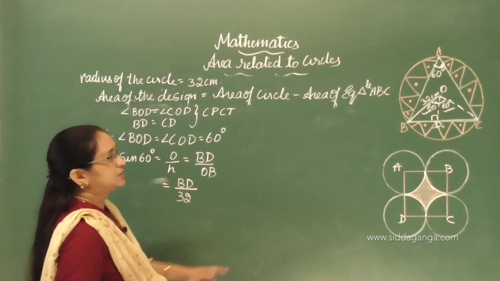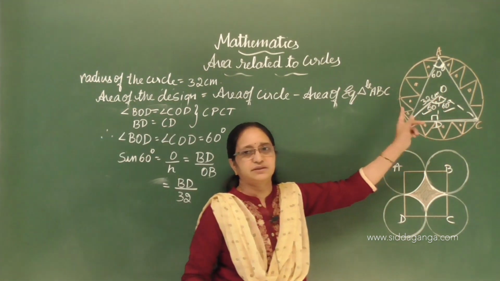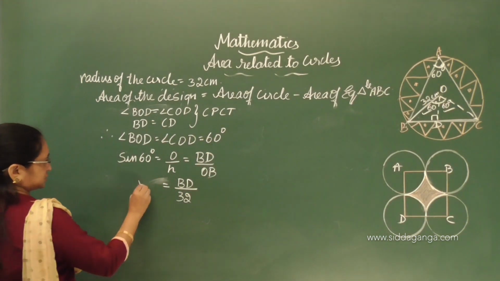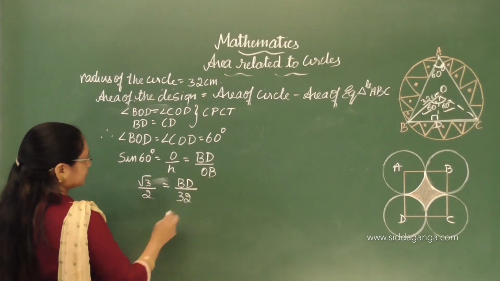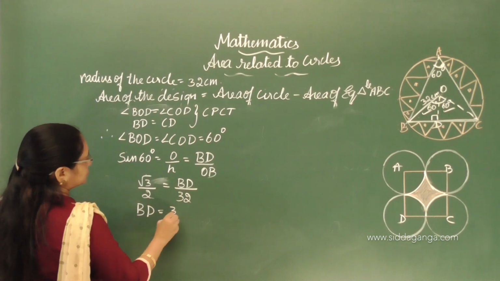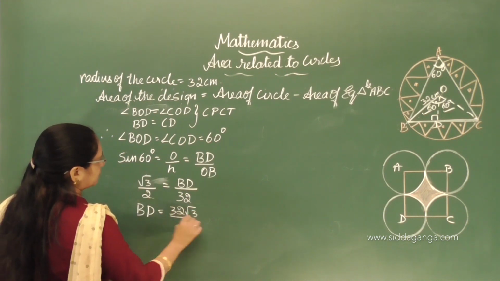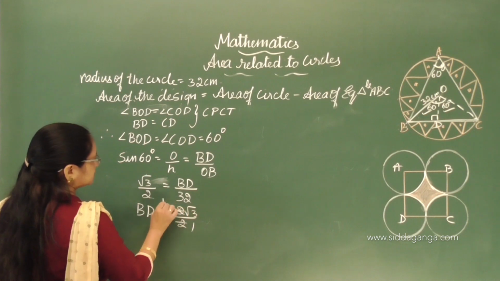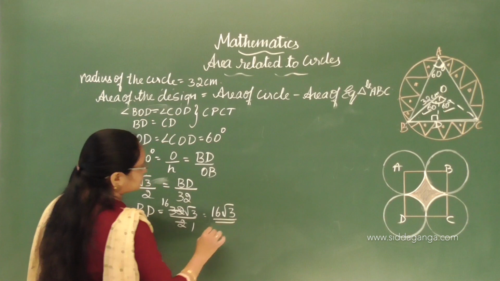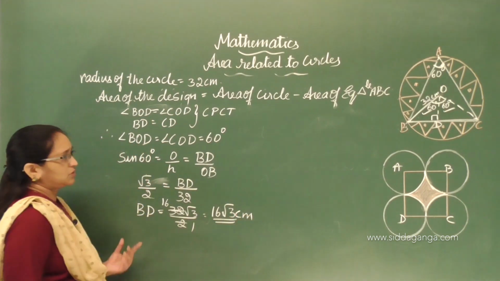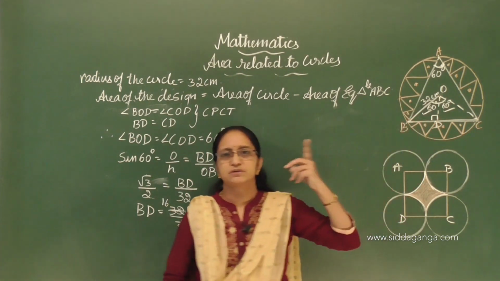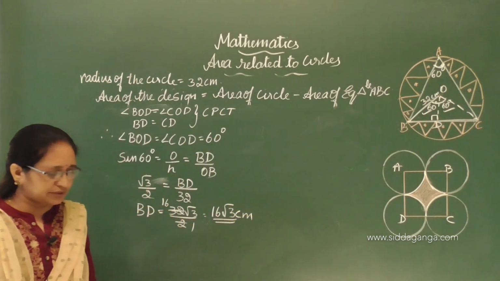OB is nothing but the radius of a circle, please observe, and sine 60 is root 3 by 2. Therefore BD will be equal to 32 root 3 by 2. So 2 ones are 2, 16s are 32. So this will be 16 root 3 centimeter. What is BD? BD is 16 root 3.